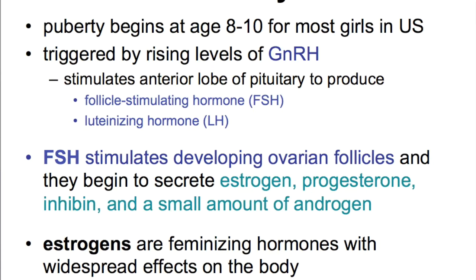I believe the youngest girl to go through puberty was 3 years old, which is insane to me, and terrible to have to start your period that early in life. But again, some people, it doesn't start until much later. So this is kind of the average, between 8 to 10 for most girls in the US. It's triggered by increasing GnRH. Now, if you remember, the GnRH is produced by what?